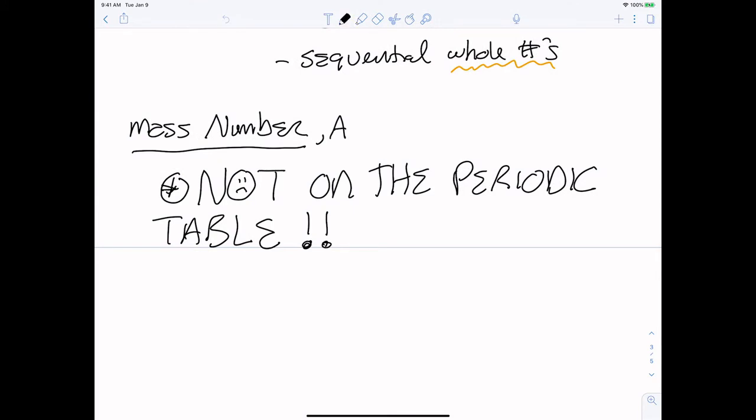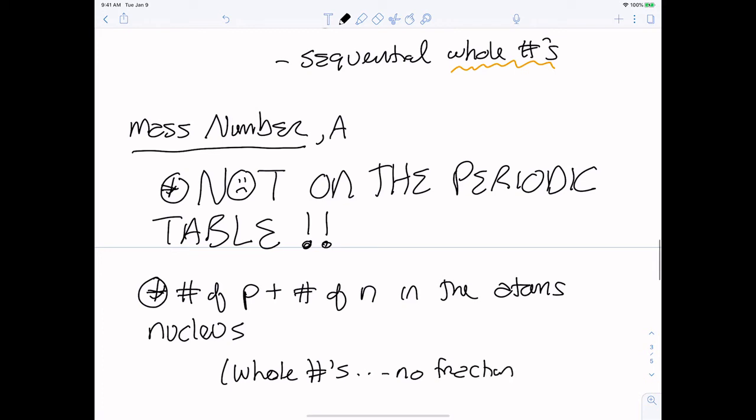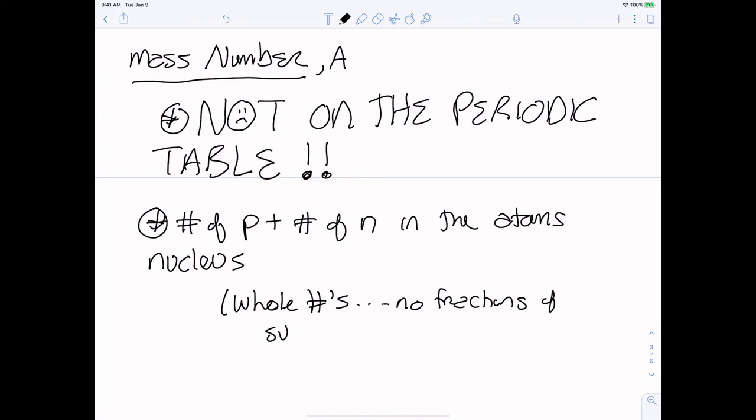So mass number, not on the periodic table. What is it? It's the number of protons plus the number of neutrons in the atom's nucleus. Again, it's a counting number, right? If we were to physically count the number of protons and the number of neutrons, the total number of particles essentially in the nucleus, this is what we get, right? These are going to be whole numbers. No fractions, right? I can't have a part of a subatomic particle. We'll do some more exclamation marks here. So no fractions of subatomic particles, always a whole number.